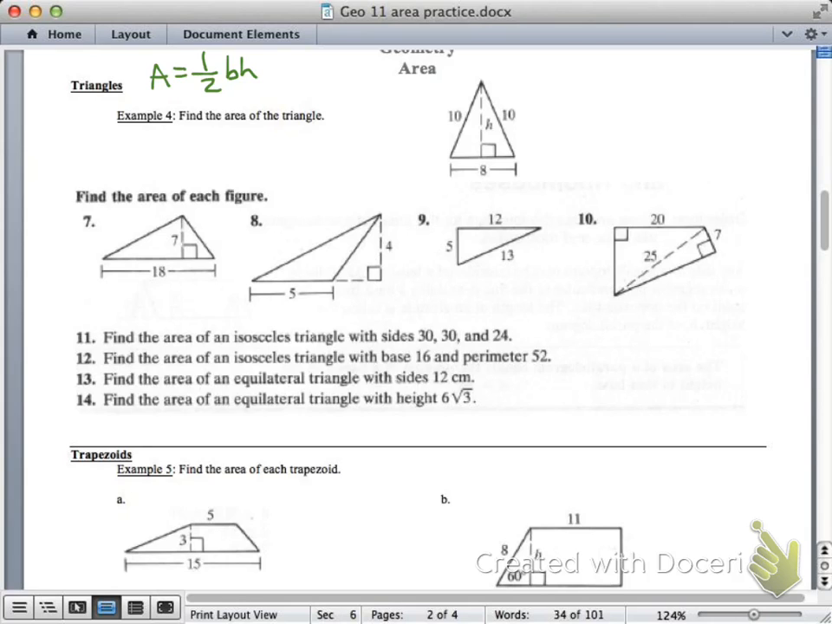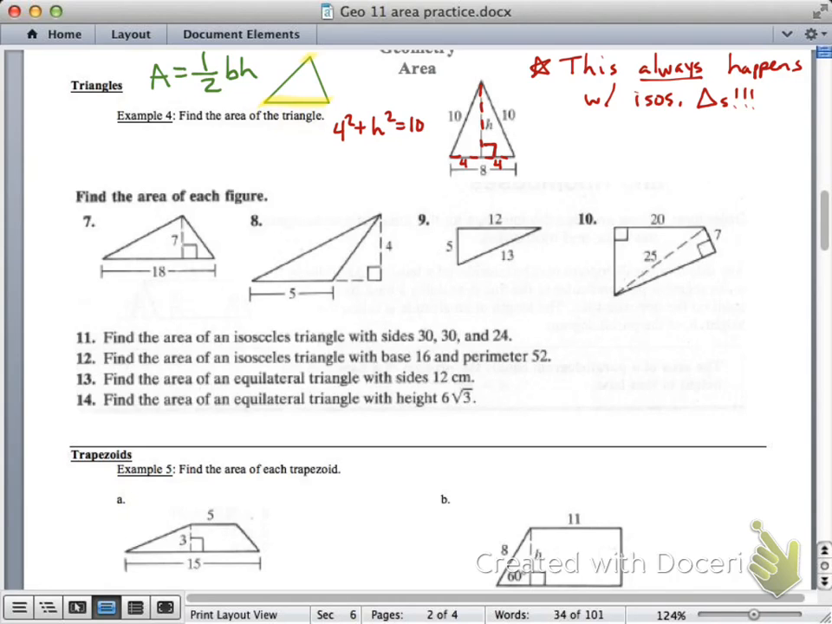So in this example over here, what type of triangle is it? It's an isosceles triangle. When you have an isosceles triangle, what is the altitude, which in this case is the height? Well, it splits it into two congruent right triangles, which is really helpful for us here. That always happens with the isosceles triangle. So that 8 gets chopped in half. It's 4 and 4. We've got to use the Pythagorean theorem. Sometimes we can use special stuff, but 4 squared plus 8 squared equals 10 squared. We get that the height is 2 square root of 21.